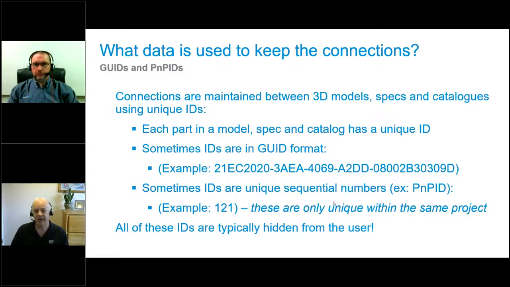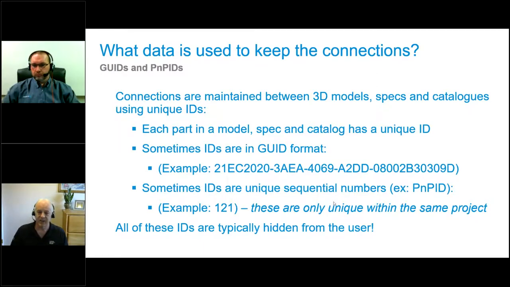And these IDs are in GUID format, which is a longer hashed format, which has, I can't remember how many permutations, but there are a lot of different unique IDs there. And sometimes the IDs are unique sequential numbers, like the PNP ID, which might be, for example, the number 121. Those are only unique across a single project, whereas the GUIDs are unique across all Plan 3D projects. And these are typically hidden from the user, but you can see them in the database.